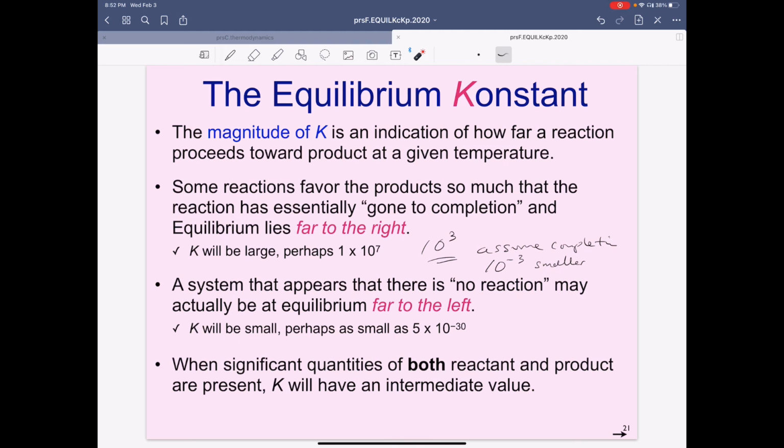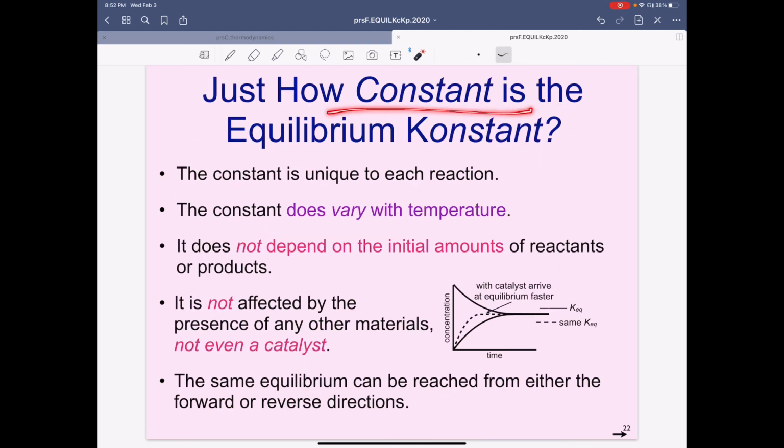So how constant is the equilibrium constant? Well, it's constant unless you vary the temperature. Of course, it's unique to each reaction, not to say two reactions couldn't have similar values, that's certainly true. But the equilibrium constant does not depend on the initial quantities because those will end up proportional, and the equilibrium constant doesn't depend on using a catalyst or not. Using a catalyst would simply get you there faster, so the reaction will get faster to equilibrium when a catalyst is used, as represented by this dashy line.